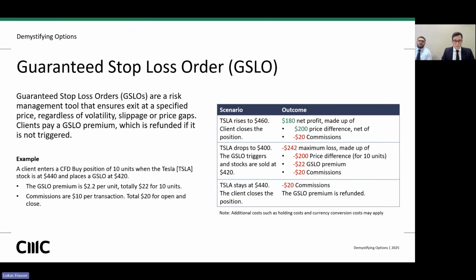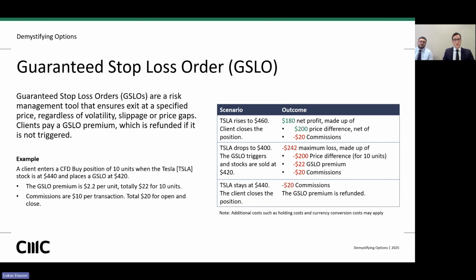Looking at the scenarios, the first one would be the ideal one or the best one for clients here, which is when the Tesla stock rises, for example, to $460. The profit here would be $180, which is calculated by the difference in the price, so 460 minus 440, and then multiplied by the number of units. But because we mentioned that we will need to pay commissions as well, we need to deduct $20 to then get to the $180. The GSLO premium in this case would not be charged because the GSLO was not triggered.